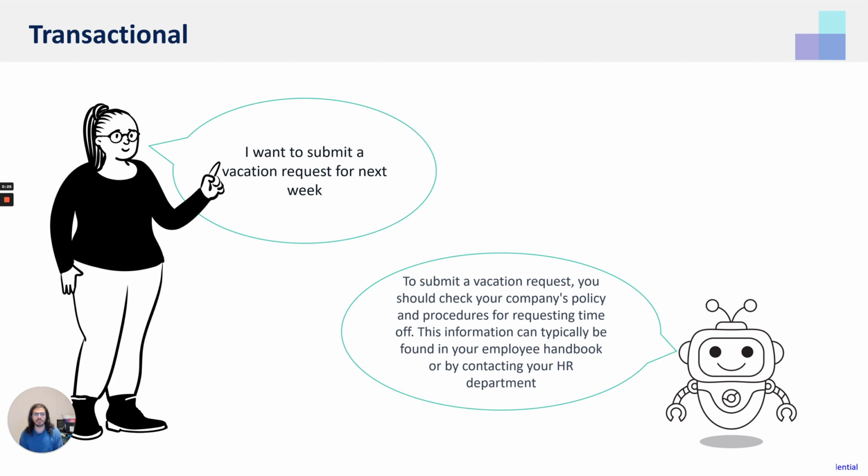So they might answer with, "To submit a vacation request, you should check your company's policy and procedures for requesting time off. This information can typically be found in your employee handbook or by contacting your HR department." And that's not what we want. We want it to be intelligent enough to actually submit it on behalf of the user. And there are some complexities to that we need to first understand.